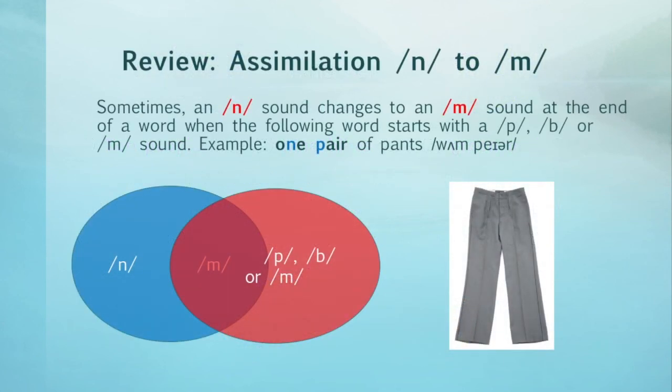So to review, sometimes an N sound changes to an M sound at the end of a word when the following word starts with a P, B, or M sound. So one final example is, instead of one pair of pants, you might hear one pair of pants. One pair of pants.